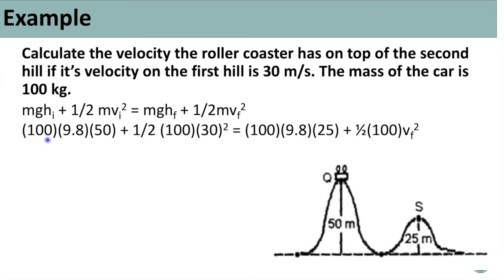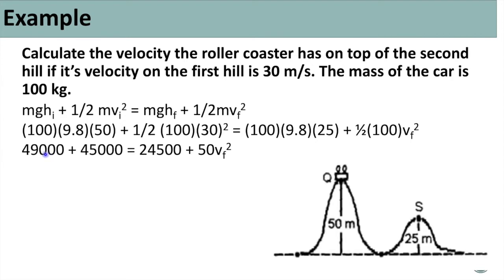I'm going to type in 100 times 9.8 times 50. That's going to give me 49,000. And I'm going to type in separately 1/2 times 100 times 30 squared. I'm going to get 45,000 for that. Then I'm going to type in 100 times 9.8 times 25, and that's going to simplify down into 24,500. And then 100 times 1/2 is just 50, so I get 50 VF squared. So that's a lot less scary and a lot fewer numbers to work with.